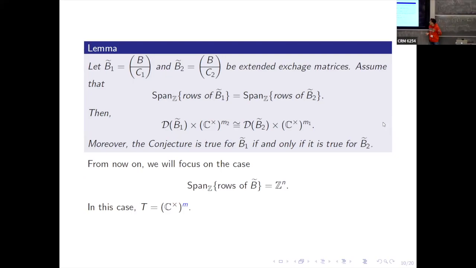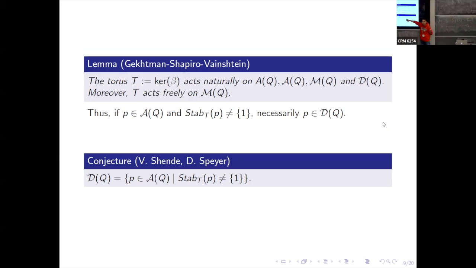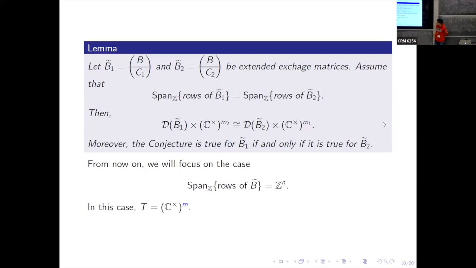So I'm going to give some results towards this conjecture, in particular in finite type, but first I need to restrict a bit the generality in which I am going to prove these results. And this is why I needed the language of exchange matrices and not just quivers. So let's say that you have two extended exchange matrices with the same mutable part, okay? And I am going to assume that the span over the integers of the rows of B1 tilde and B2 tilde are the same. Then up to multiplying by tori, the deep loci are isomorphic. This is actually a statement about the two cluster varieties, that they are isomorphic up to multiplying by tori, and we can check that this isomorphism preserves the deep locus.